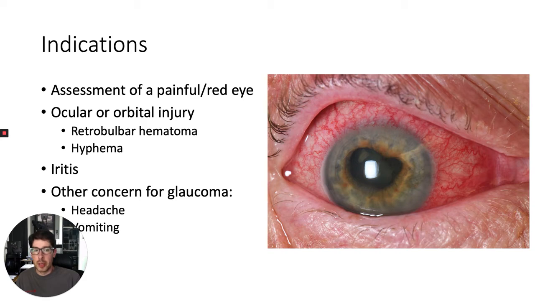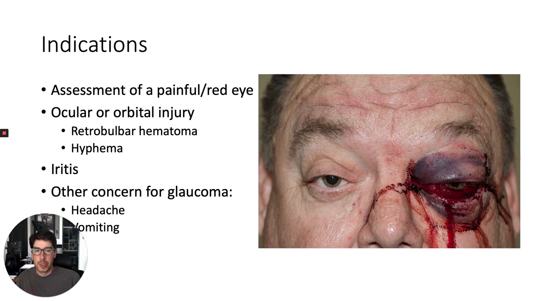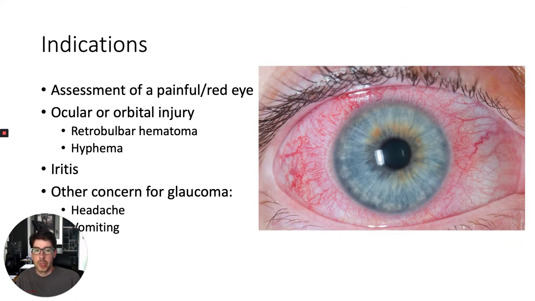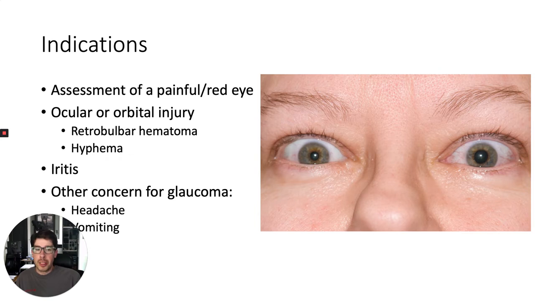Typically, we're using tonometry in the evaluation of a painful or red eye to assess for glaucoma. Other common situations would be the patient with orbital trauma, where we suspect hyphema or retrobulbar hematoma. Patients with iritis need IOP assessed on repeat visits, so this may be done in the ED or by the ophthalmologist. And don't forget that some acute angle closure glaucoma patients may only present with headache or nausea rather than the typical painful eye, steamy cornea, and mid-fixed pupil.